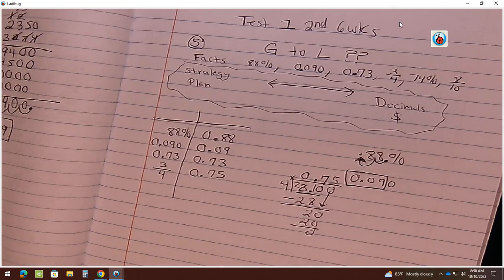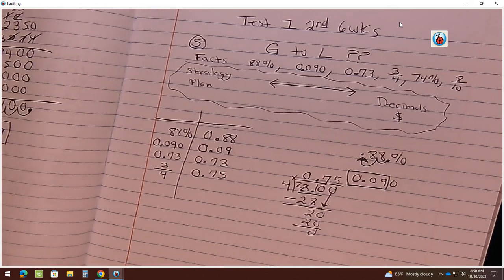Now, in case you're wondering, where can I practice to memorize? Right here.